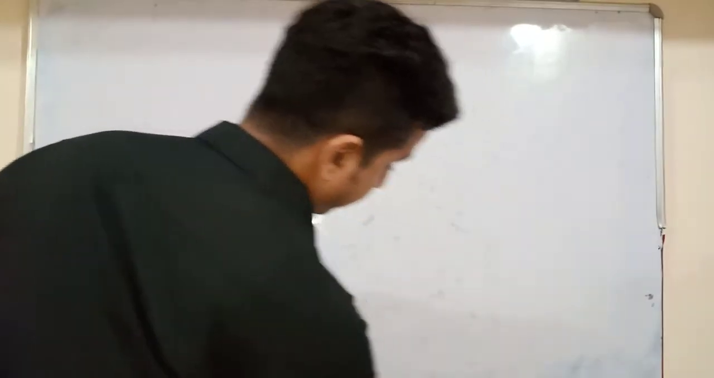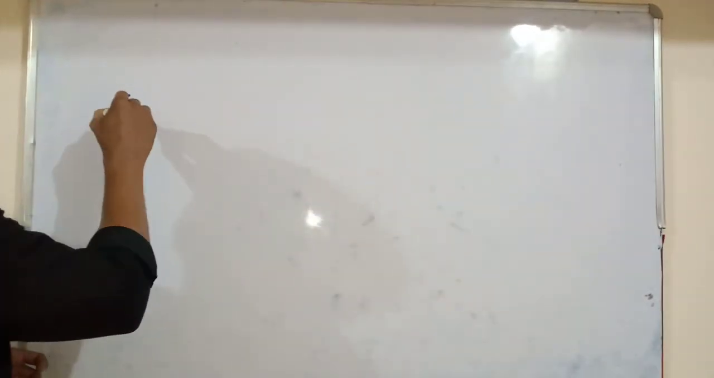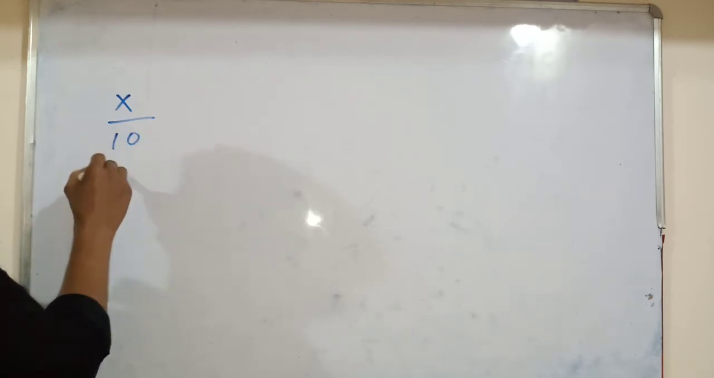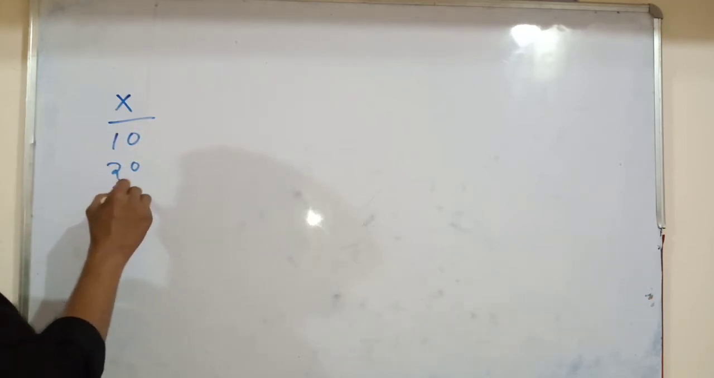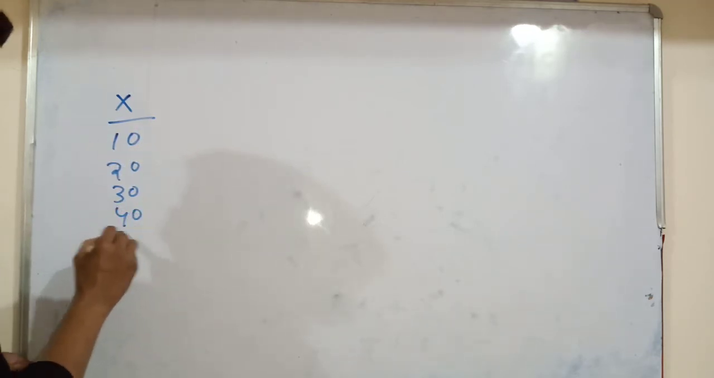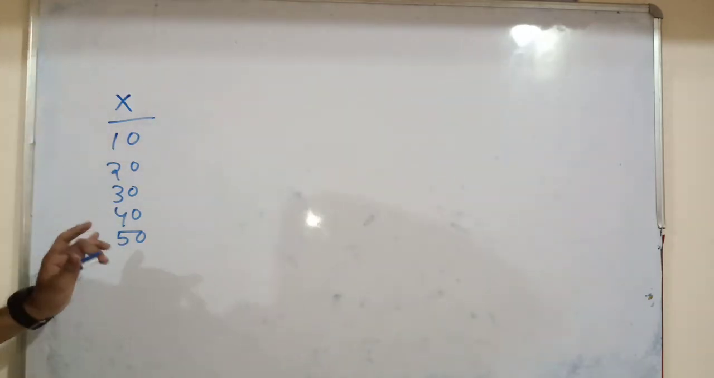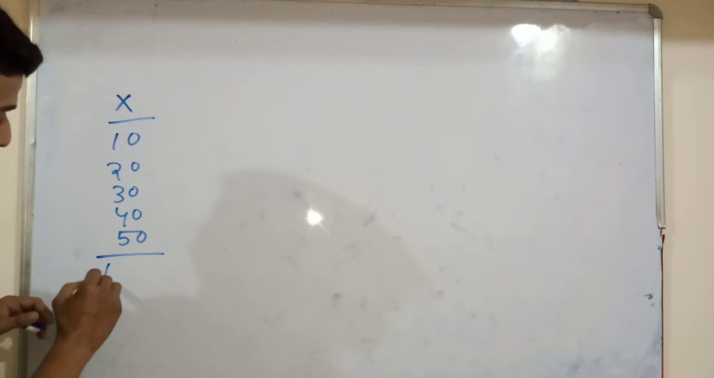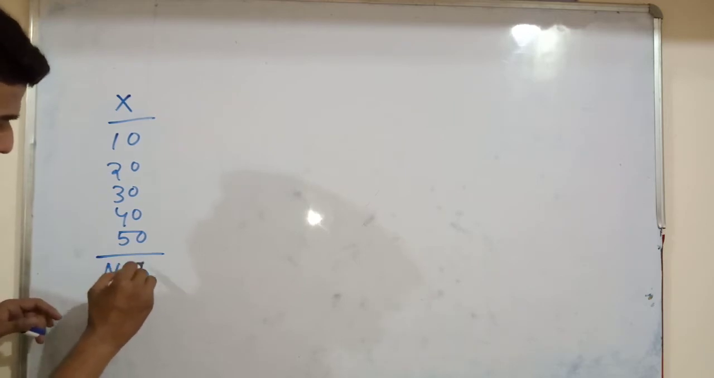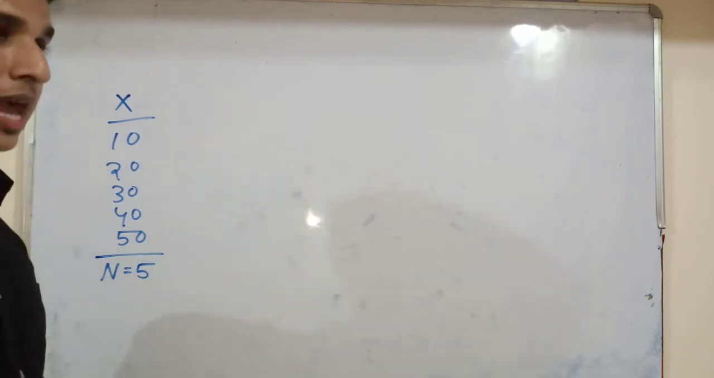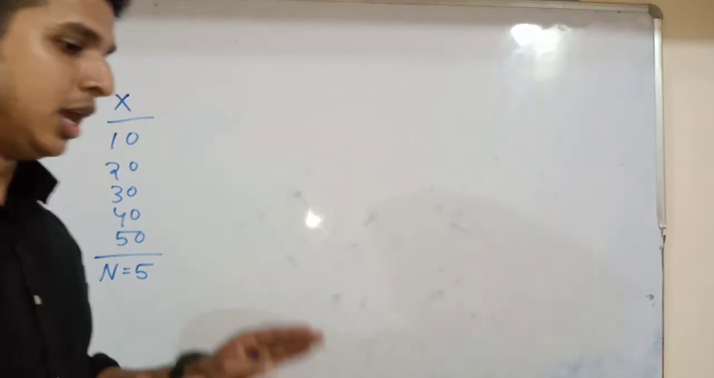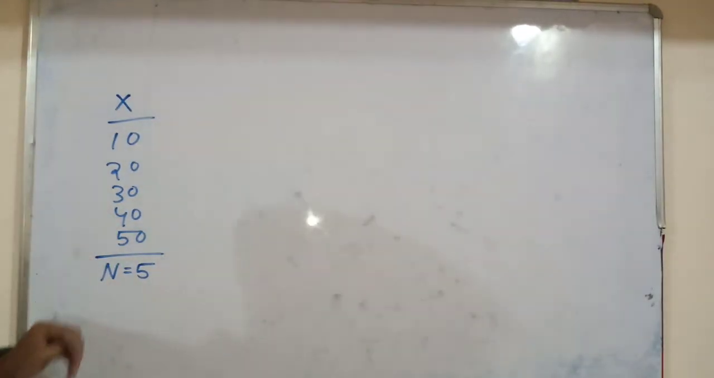And the problem can be x: 10, 20, 30, 40 and 50. In case of the individual series, n is equal to the number of items. In all the things, whether it is mean, median, mode or whatever, n is equal to the number of items in case of the individual series.